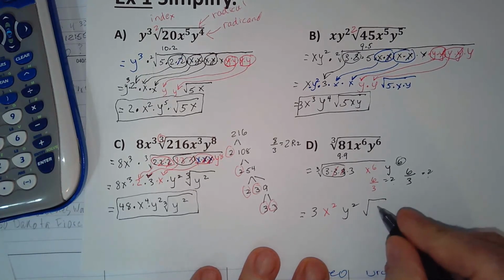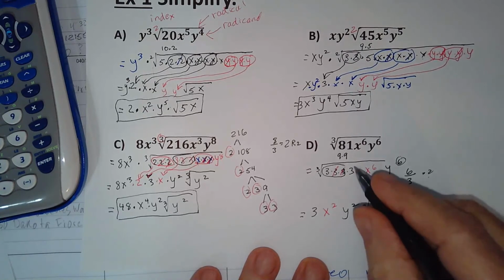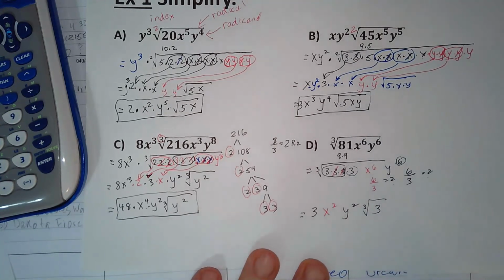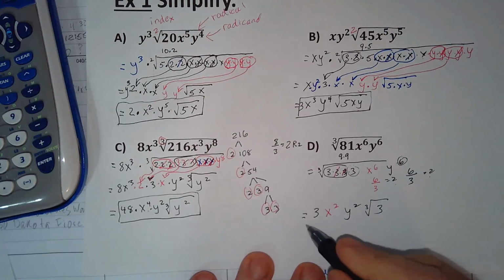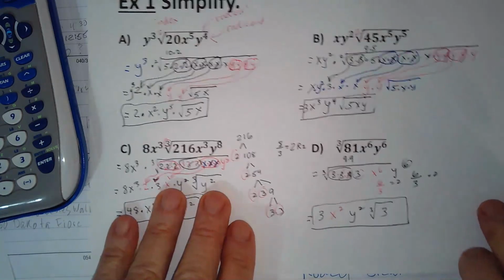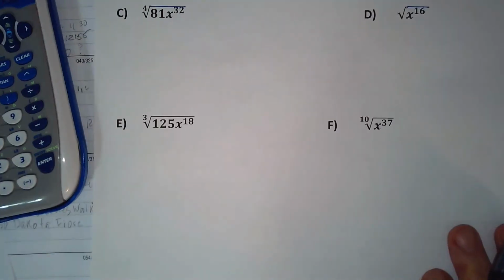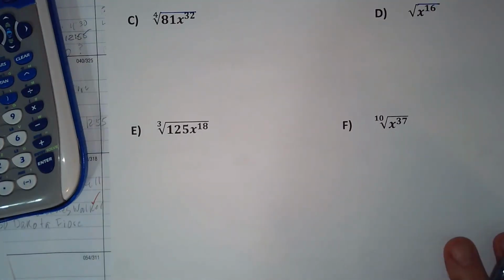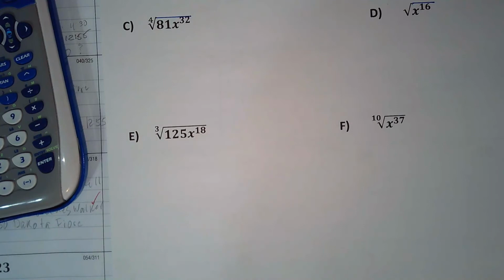So we have the cube root of 3. That's this radical 3 we got right here. Okay? All right, and this is our answer. Pretty simple. Okay. And so one more to go. I should say one more slide to go.